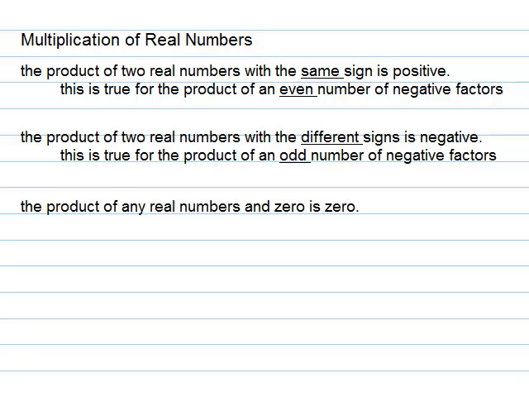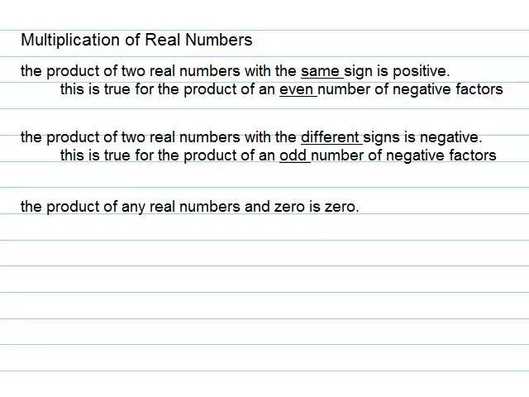Multiplication of real numbers. The product of two real numbers with the same sign is positive. And this is true for the product of an even number of negative factors. We'll see some examples of this in just a minute.